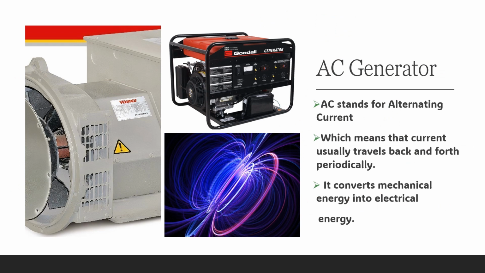Now let's talk about AC generators. So you've probably seen one of these before, and also this is an AC generator, and that is just another picture. You can just ignore that. So AC stands for alternating current, which means that the current usually travels back and forth periodically. So it also converts mechanical energy into electrical energy.